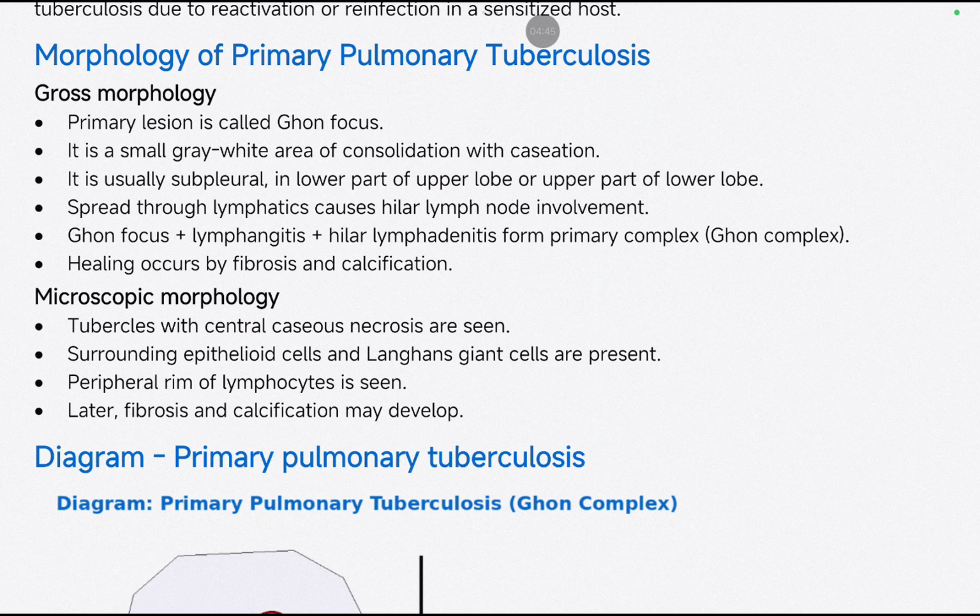So in gross, there are 2 points. Explain Ghon focus, explain Ghon complex. Okay, that covers most of the area. And in microscopy, explain that there are epithelioid cells, Langhans giant cells, and lymphocytes. In primary pulmonary tuberculosis, healing occurs by fibrosis or calcification.